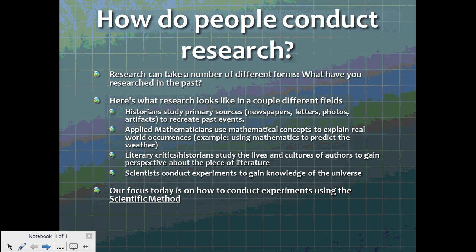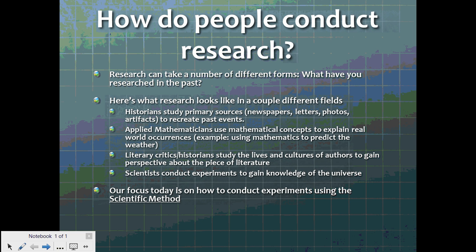How do people conduct research? Research can take a number of different forms. What have you researched in the past? Here's what research looks like in a couple of different fields. Historians study primary sources, newspapers, letters, photos, artifacts, to recreate past events.